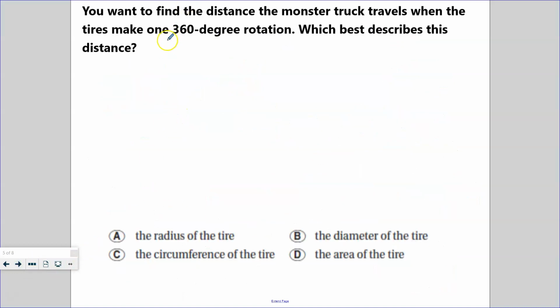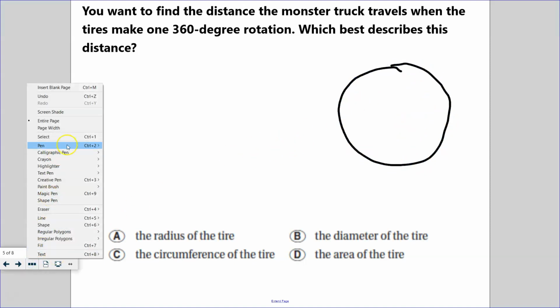All right, so you want to find the distance the monster truck travels when the tires make one 360-degree rotation, right? So we have a big old monster truck, big tire. Which best describes this distance? Okay, so we have to look down here, the radius of the tire. So basically it's saying find the distance the truck travels when the tire does a 360-degree revolution. And so what does that mean?